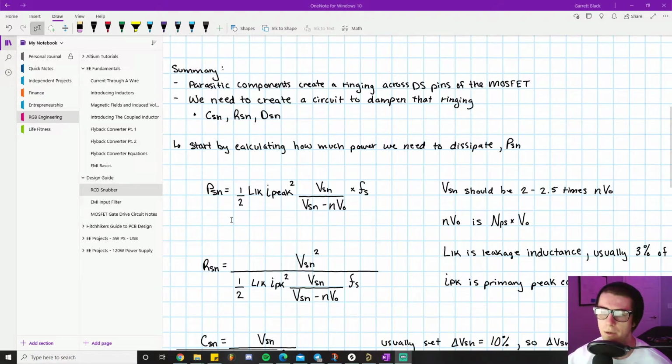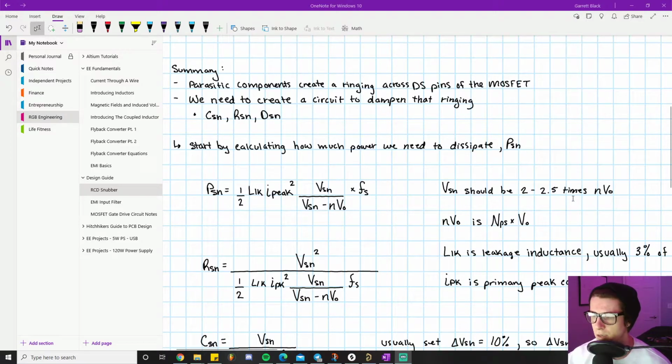So power can be calculated by 1/2 Li squared. This should look pretty familiar if you're familiar with calculating the amount of energy in an inductor, that is where this equation comes from. 1/2 Li squared, we know power is just energy per unit of time. So then we're going to be multiplying by VSN divided by VSN minus NVO, times FS, right?